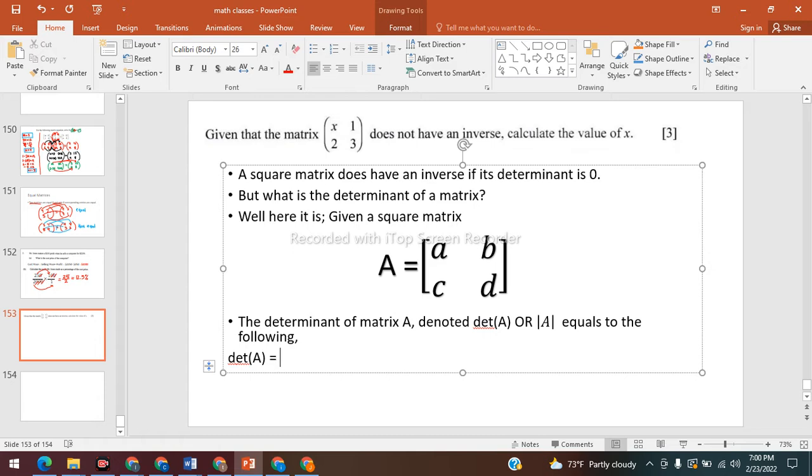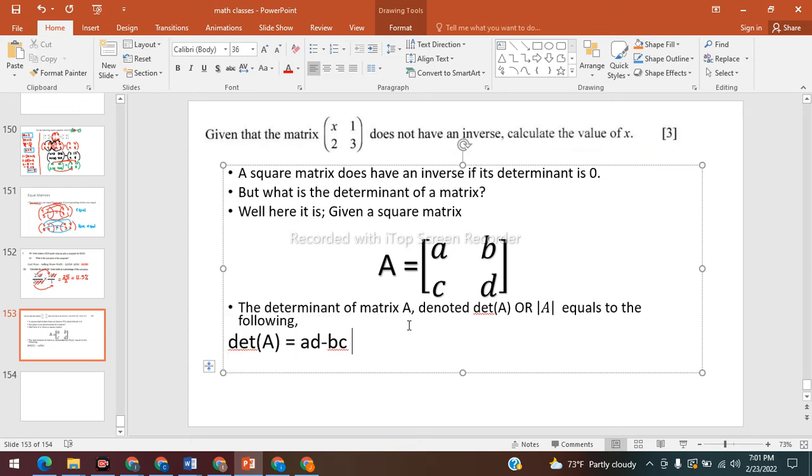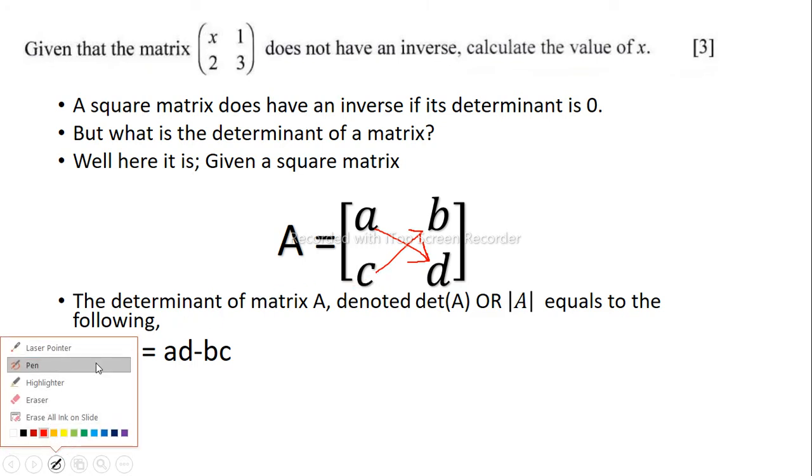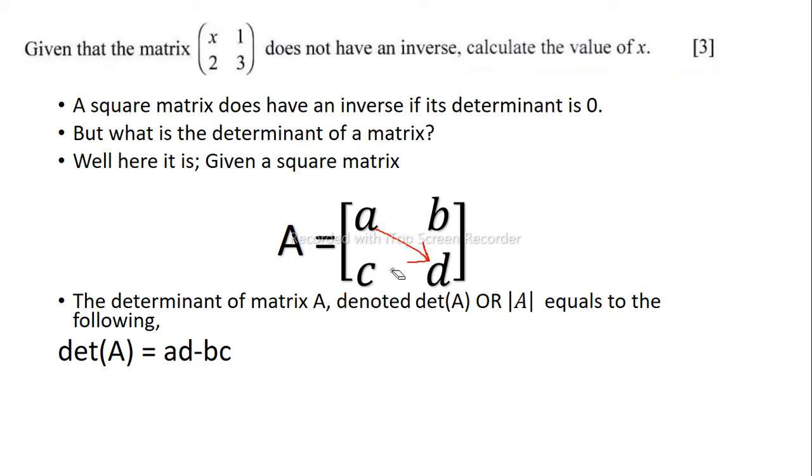So the determinant of A is AD minus BC. That's what the determinant of A is going to be. Let me do the arrows for you. So you cross it: it's going to be A times D, minus B times C. That's how we determine the determinant of a matrix.